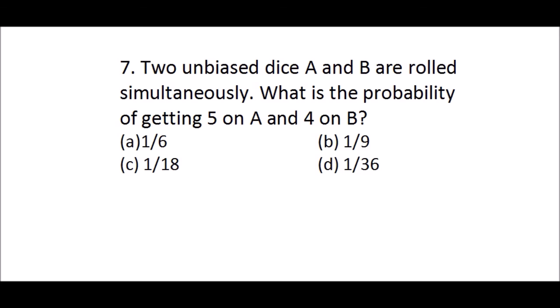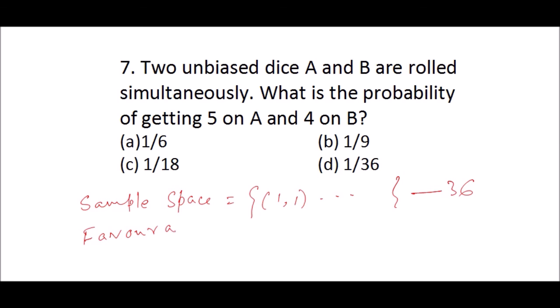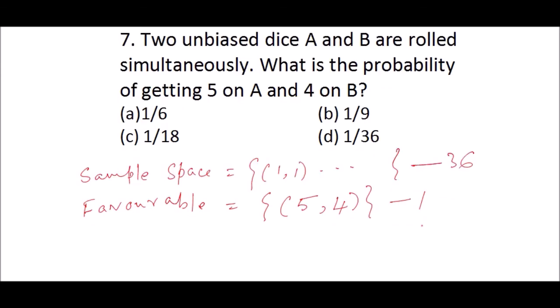Next question is: two unbiased dice A and B are rolled simultaneously. What is the probability of getting 5 on A and 4 on B? We already know that the sample space for two dice to be rolled is (1,1) and so on. In this way, we know there are a total of 36 possible cases. The favorable outcome is 5 on A and 4 on B. That is only one possible favorable outcome. Therefore, our required probability is 1 by 36. Therefore, option D is the correct option.